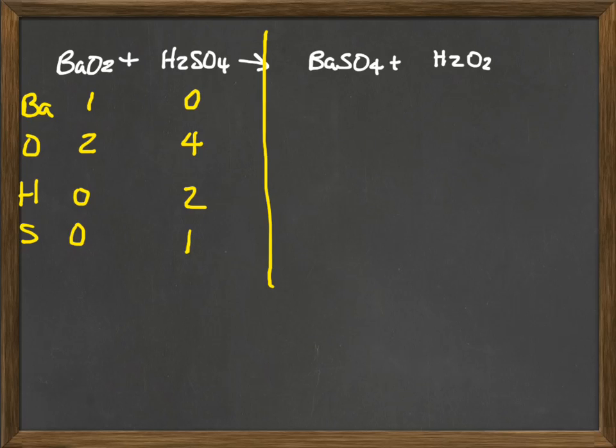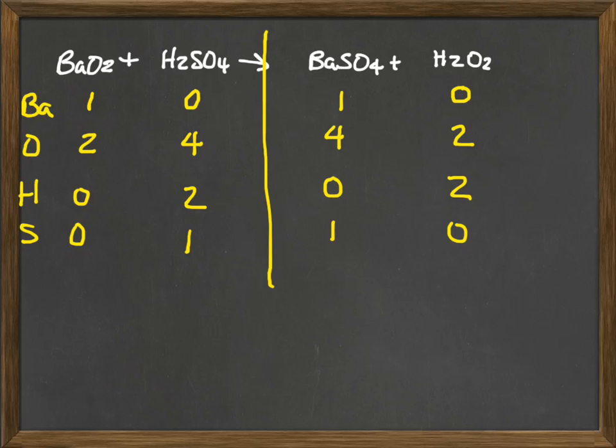Then I look at barium sulfate, BaSO4. There's 1 barium and 4 oxygens and no hydrogens and 1 sulfur. And then hydrogen peroxide, H2O2 at the end. There's 0 barium atoms, 2 oxygen atoms, 2 hydrogen atoms, and no sulfur atoms.